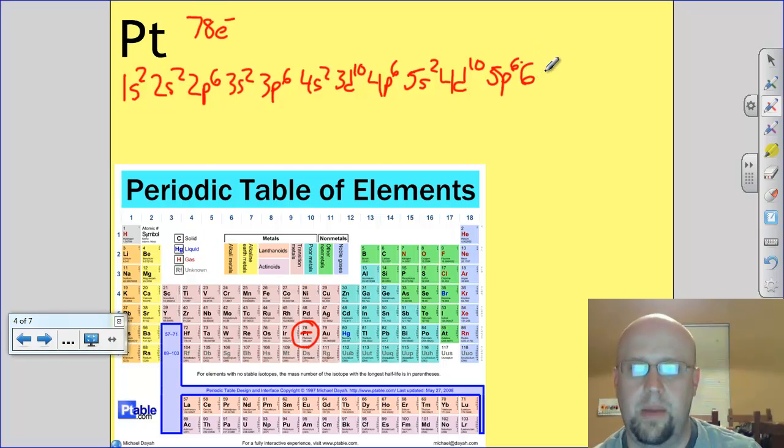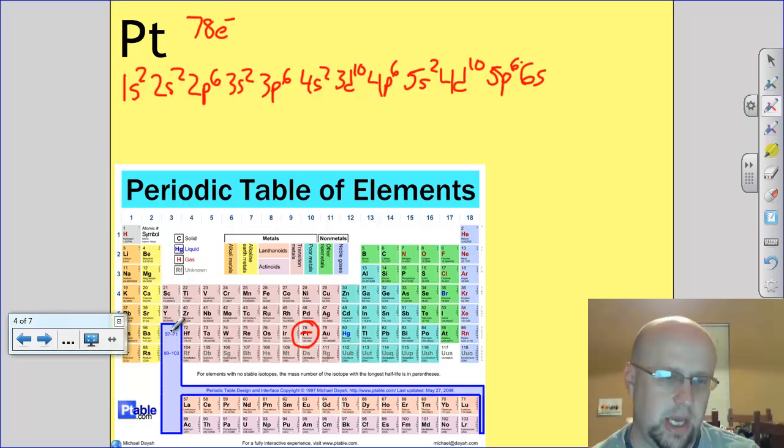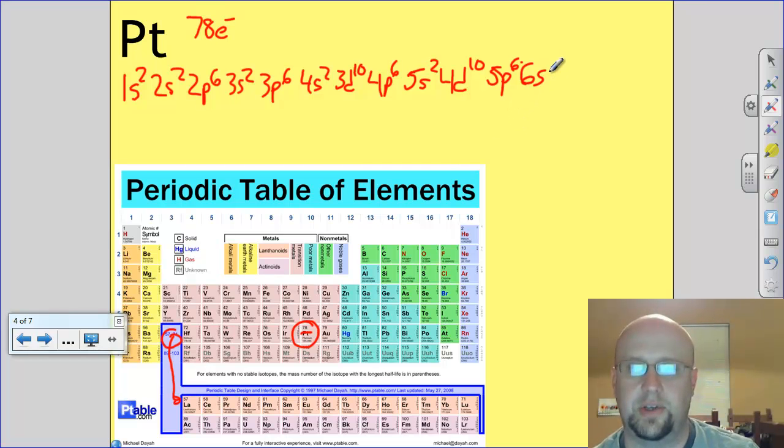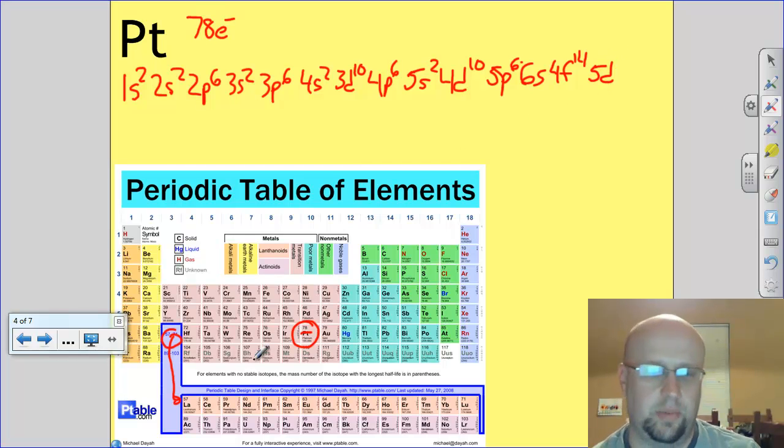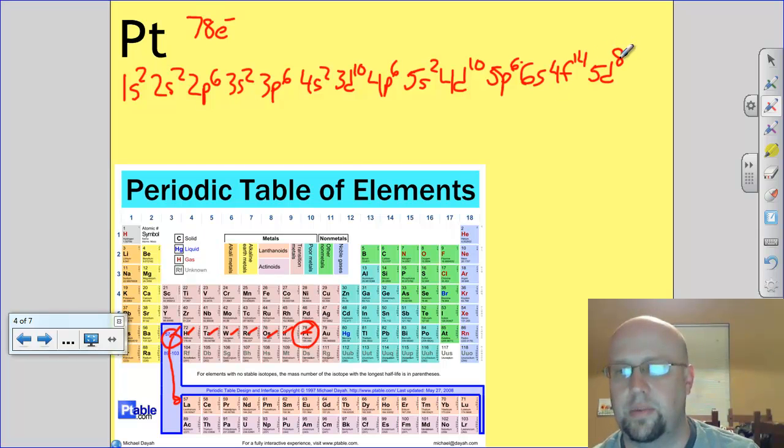Now, remember when we get down here to 6s that the next thing is this little cutout here. The cutout comes down here to F, okay? So we got to put that in. So that's the first F block, and remember the top one is 4F, and it holds 14 electrons, okay? Now that's pretty close to where we want to go, because once I fill that in, I come back up here, and I'm at 5D, and that's where platinum is, and so I need to count over. So 1, 2, 3, 4, 5, 6, 7, 8. So I put an 8 there.